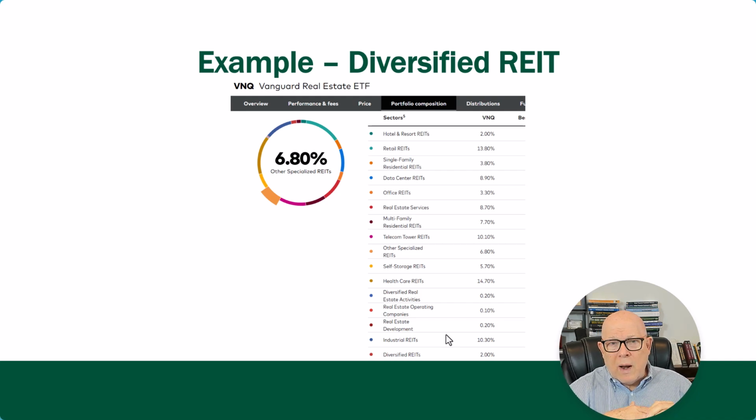I used to own directly, for the last couple of years, some data center REITs, and those did really well. They're not doing as well right now. So I still own them, but I own them indirectly through this one, because this one has data centers for about 9%. I also like that they have telecom towers and those types of things.